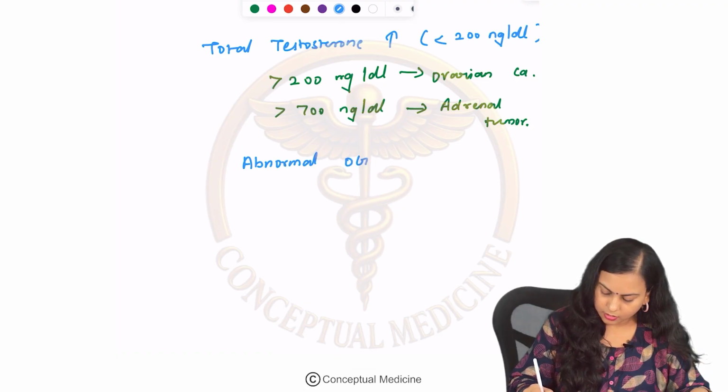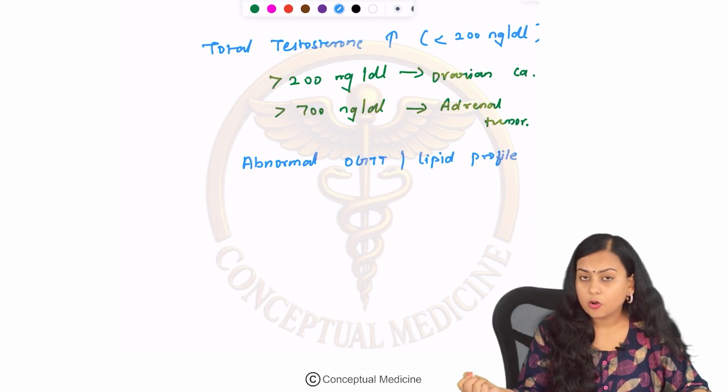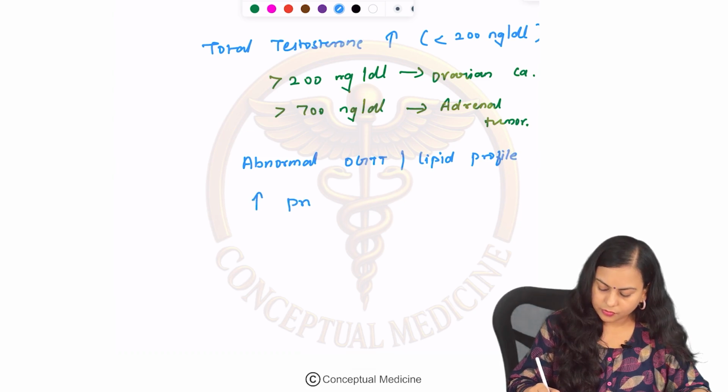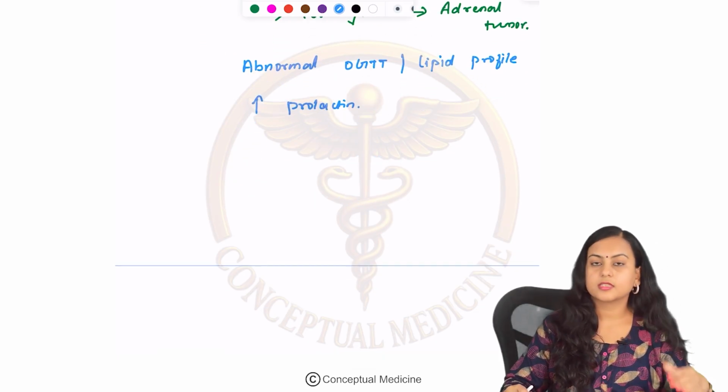Okay, these patients will also have an abnormal OGTT or lipid profile, and there will also be increased levels of prolactin in them. Clear? So this is the thing.